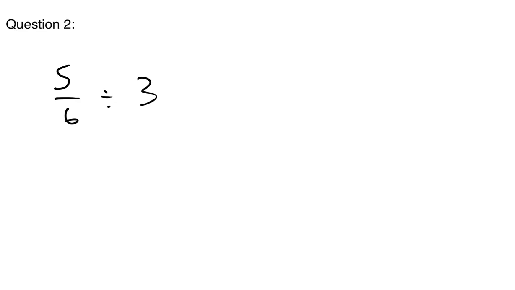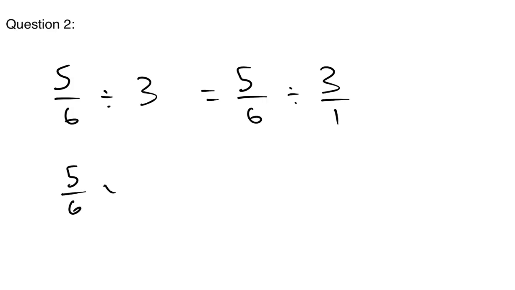We need to make 3 a fraction. So 5 over 6 divided by 3 is equal to 5 over 6 divided by 3 over 1. And now that we have this, we're going to perform the keep, change, flip rule. So we're going to keep 5 over 6 the same. We're going to change the division to multiplication, and then we're going to flip the 3 over 1 to 1 over 3. And now that we have this, we have 5 over 6 times 1 over 3.